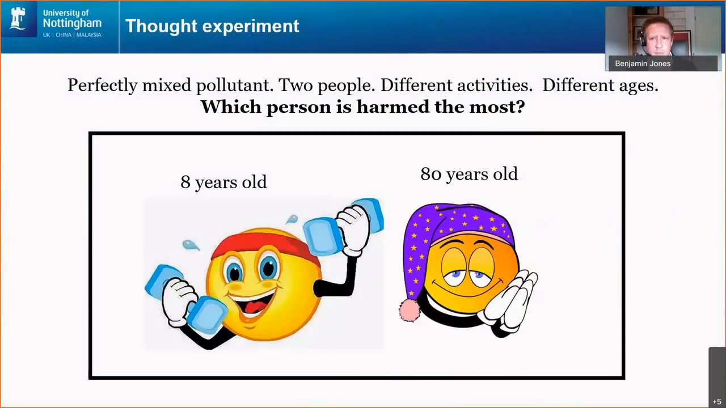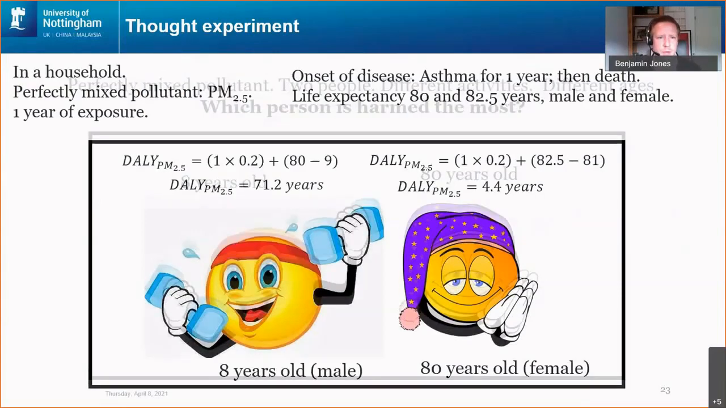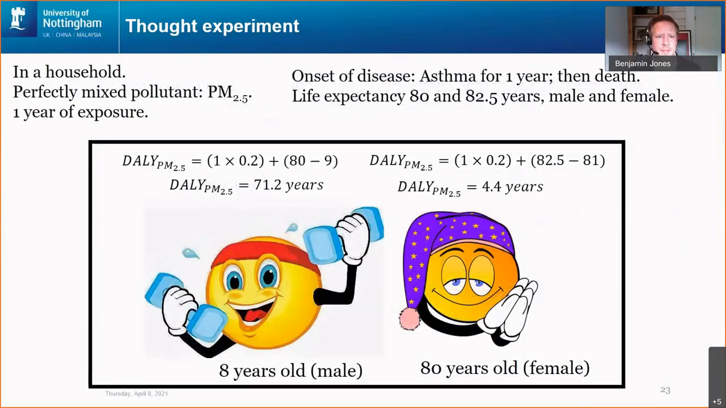And I think it would be fairly straightforward to argue that the harm caused to these two different people in the same space, breathing the same air, is probably different. As a quick example, it's a rather crude example, but let's say that as a result of being in this mixture of air for a year, both people contract asthma and then die after a year. The number of disability adjusted life years for the 8-year-old and the 80-year-old are vastly different. And the DALY does allow us to consider that, no matter how extreme this example may be.